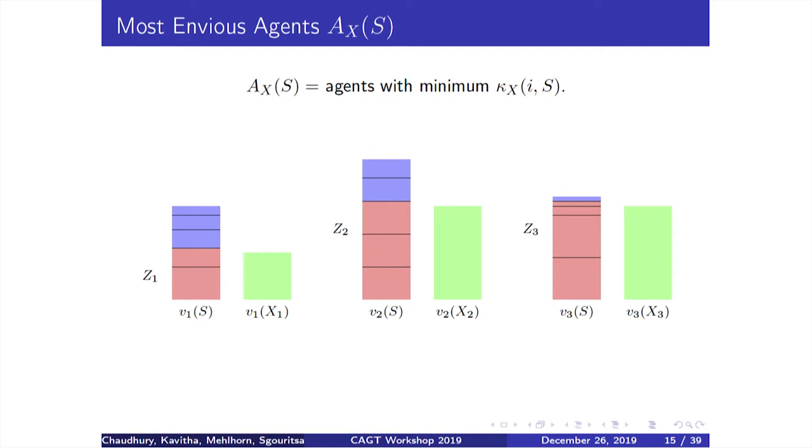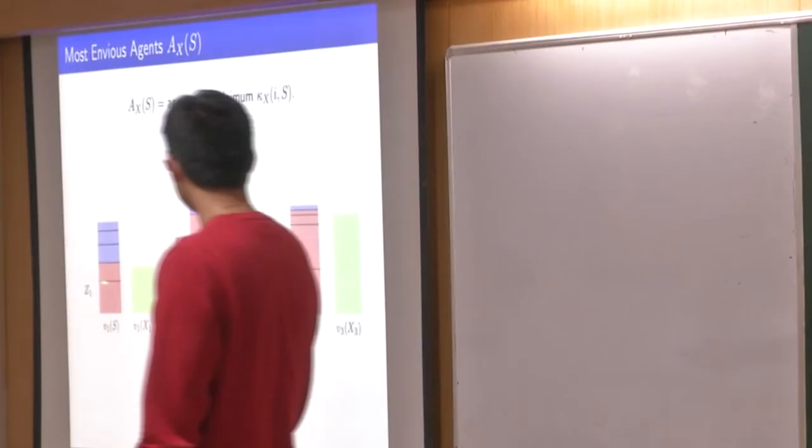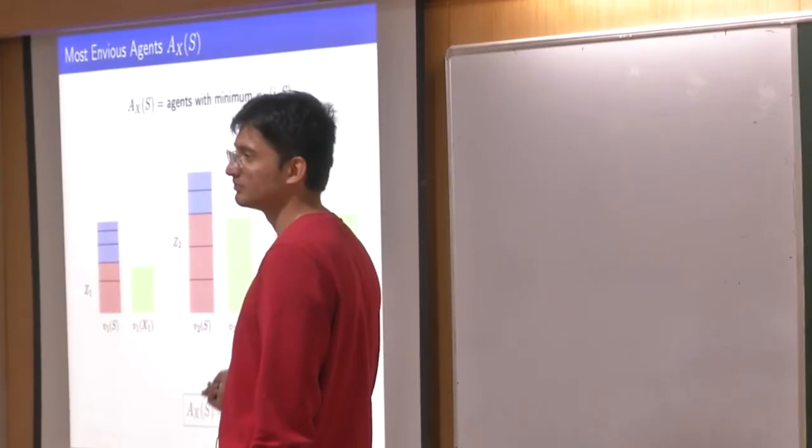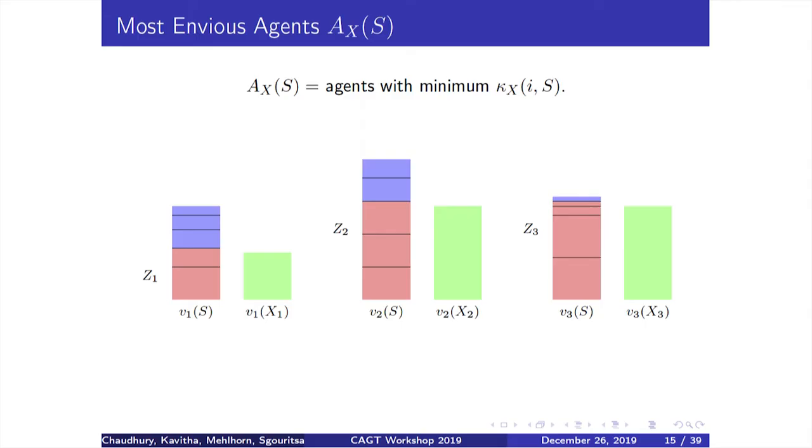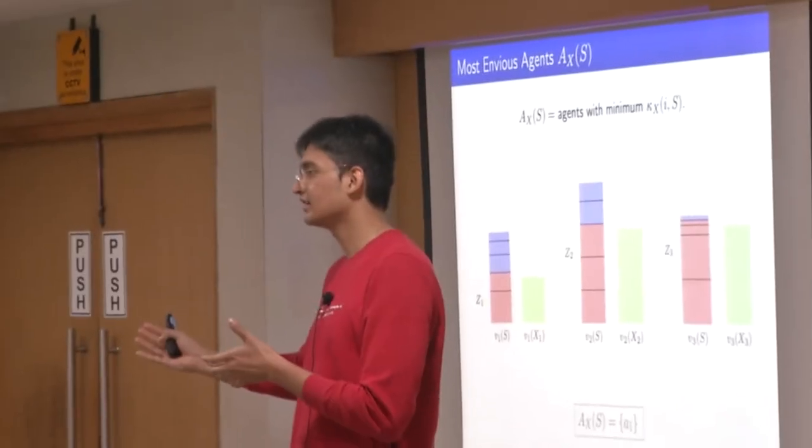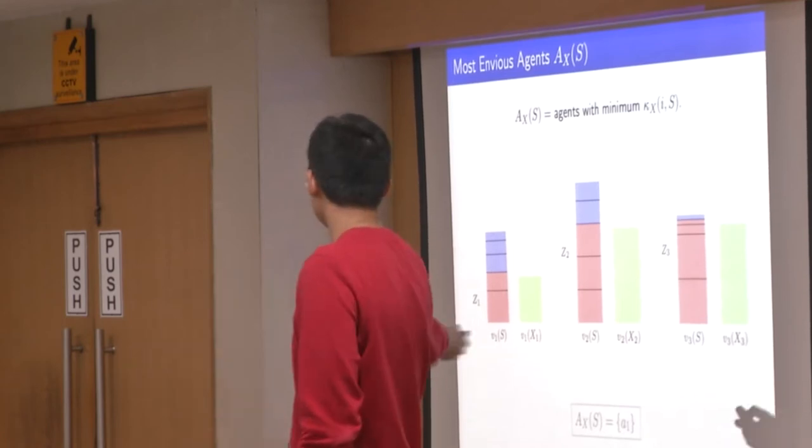Now, why is such a definition important? The important thing is, this bundle that you have... Is the evaluation function additive? No, it's not additive. In this example, it might look additive, but the definition is not additive. You just look at the smallest subset of S that is still more valuable to the agent than Xi.